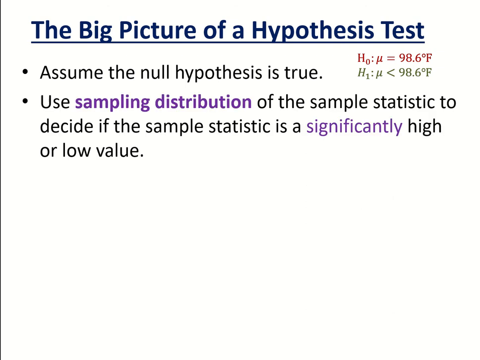Okay, and we talked about sampling distribution before. Basically here we want to pick a sample from the population and look at the sample and see where that sample stands in the sampling distribution. Sometimes the sample is significantly high and sometimes the sample is significantly low, and sometimes the sample is neither significantly high nor significantly low.